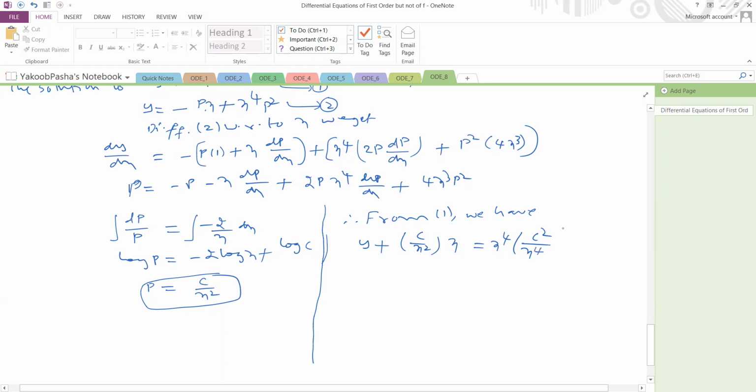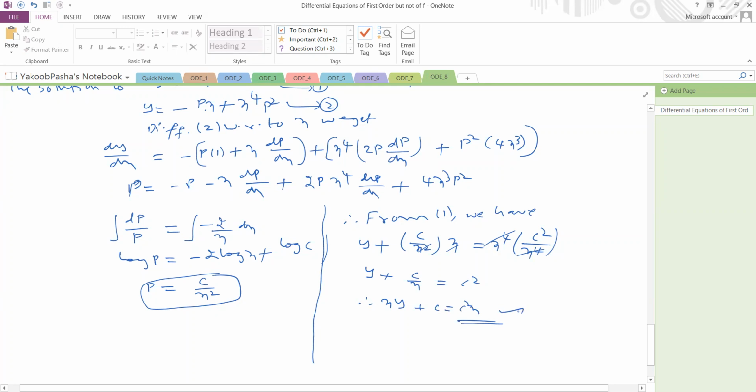This is c square by x power 4. Here x power 4 will be cancelled, here 1 x is cancelled. So the equation is of the form y plus c by x is equal to c square. Or we can write this equation as xy plus c is equal to c square x. Okay, this is the general solution of the given differential equation.